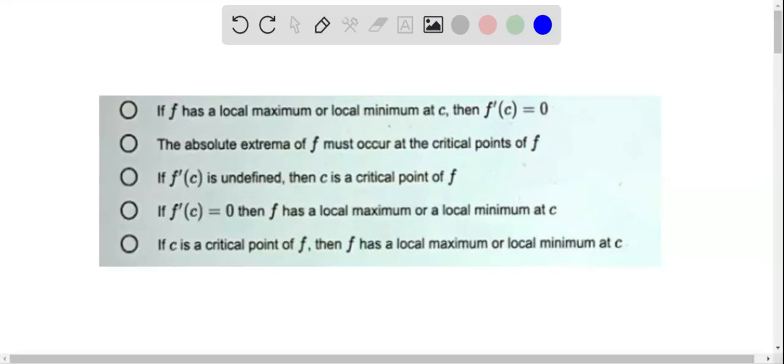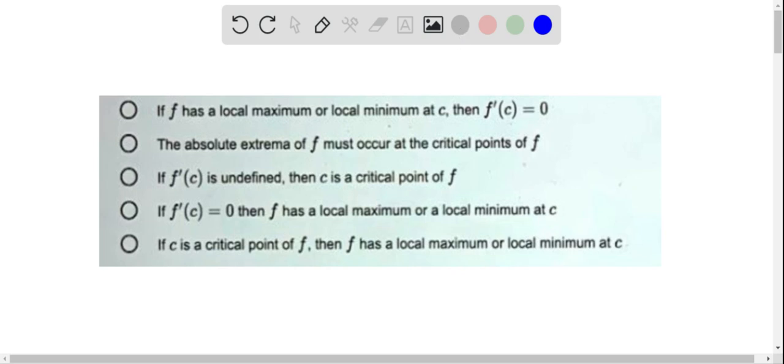In this question, we are given five statements relating to local maximum, local minimum, as well as absolute extrema and the critical points. And we have to choose the statements whichever is true. So let's look at each statement one by one.